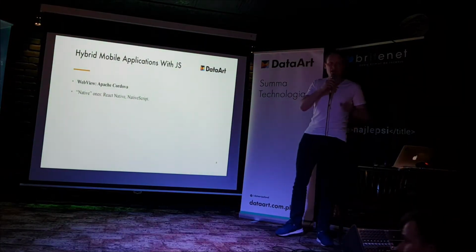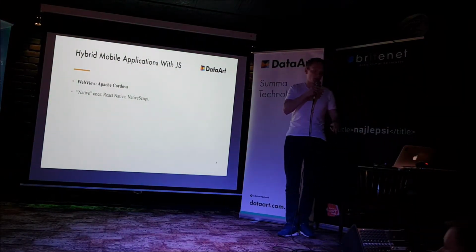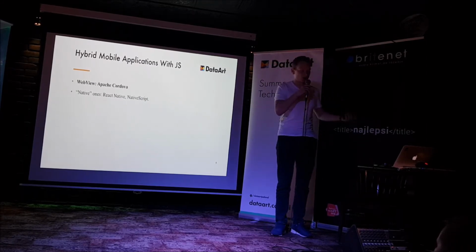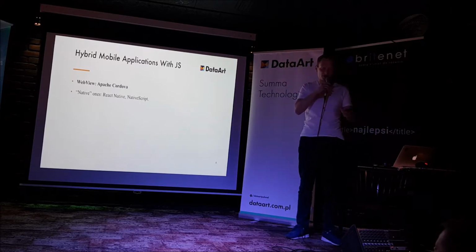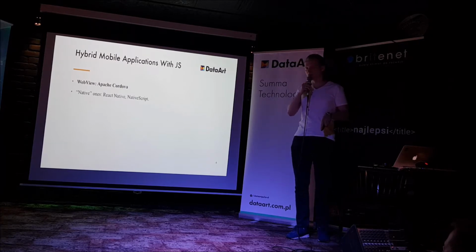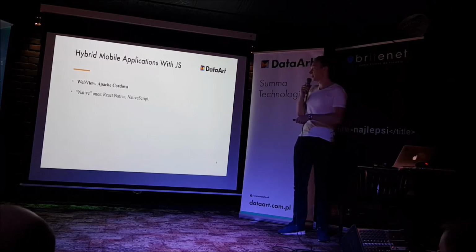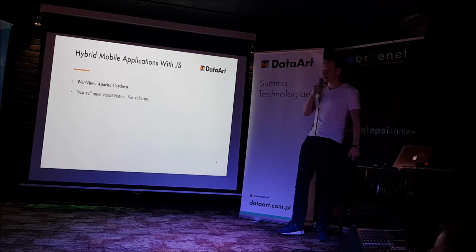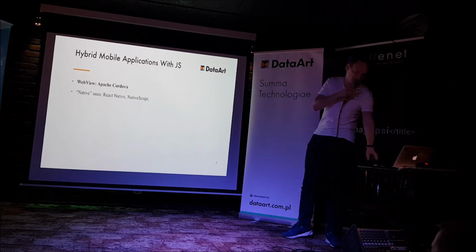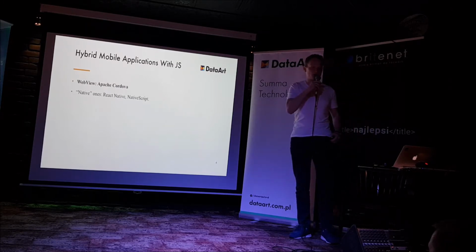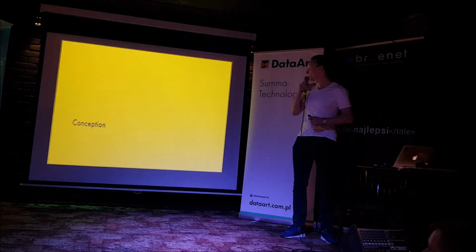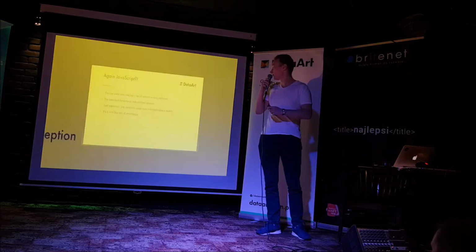So, there are many ways to create a hybrid mobile application. There are many languages you can use. And because I'm a front-end developer, I will talk about JavaScript. In JavaScript, there are also several options you can use. The simplest one is to use WebView with Apache Cordova, and the second way is creating native hybrid applications with React Native, which is popular, and NativeScript, which isn't. So, let's talk about the conception of Cordova.